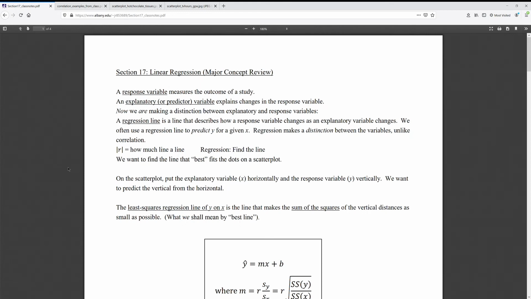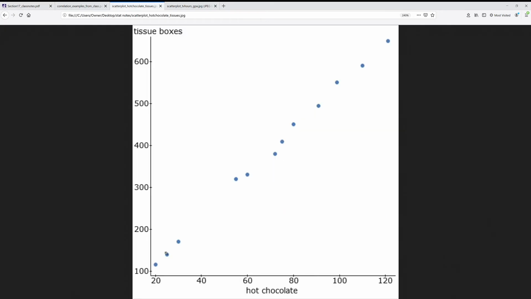Okay, section 17, linear regression. So we've talked a little bit about correlation and scatter plots, and now what we want to do is talk about finding the line that best fits the dots. This is a little vague, but we'll specify exactly what we're talking about as we go on.